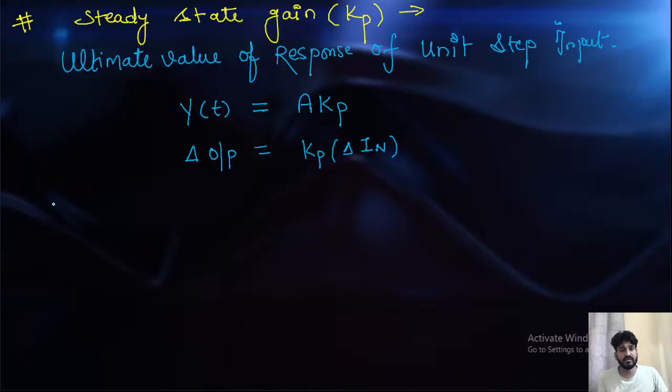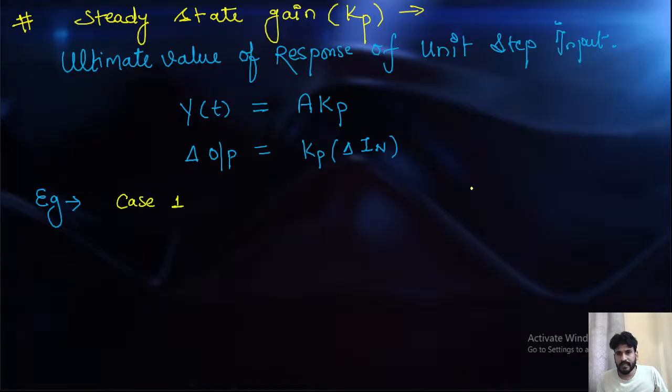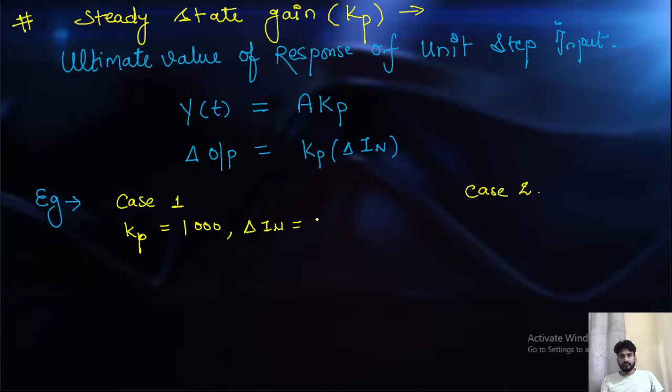Sir, we don't understand what you're trying to say. Just take an example. Okay, let me take an example and let's try to find out. Let's consider two cases: case 1 and case 2. In case 1, my Kp value is very large, let's suppose it is 1000. I'll make the change in input 2 units. Suppose initially the value is 100 degrees Celsius and the change is only 2, so it is now 102. What is the change in output? Kp, that is 1000, multiplied by the change in input, that is 2. The change in output will be 2000, guys.